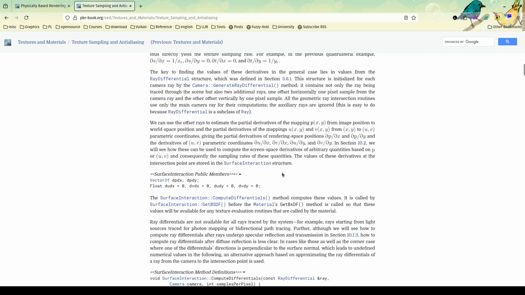We have 6 values on the surface interaction. Those are the gradient of the point P regarding the x and y screen space coordinates, and those are like the UV, the partial of UV regarding x and y.